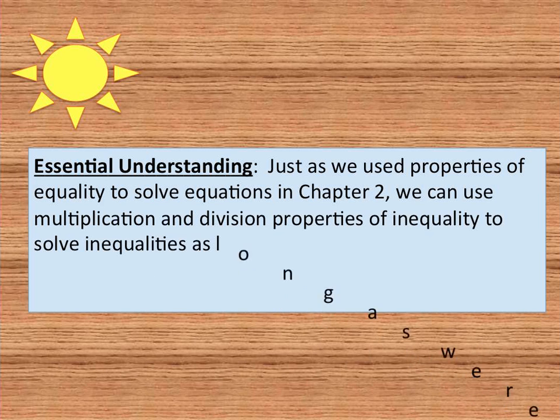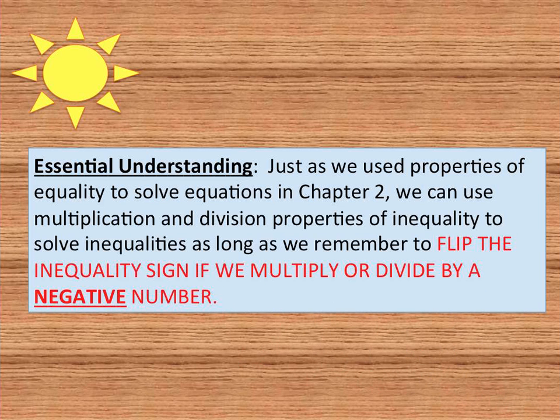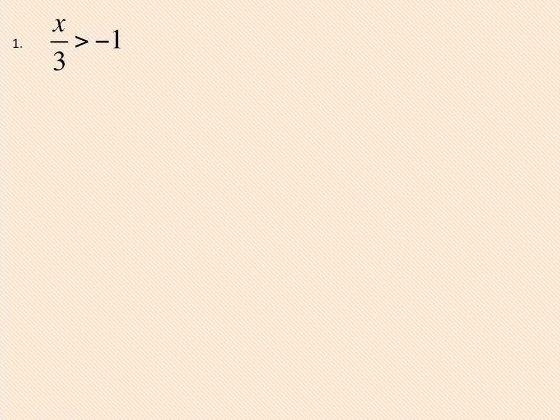So we used properties of equality to solve in chapter 2. We can use multiplication properties of inequality to solve as long as we remember to flip the inequality sign if we multiply or divide by a negative number. Positive number stays the way it is. Once you multiply or divide by a negative, you have to flip the sign around. Let's take a look at some practice.